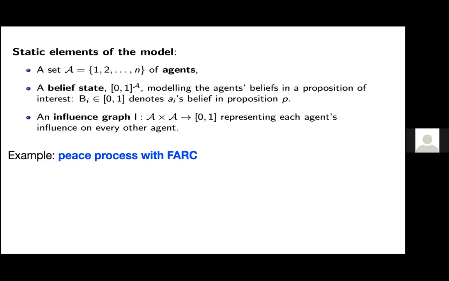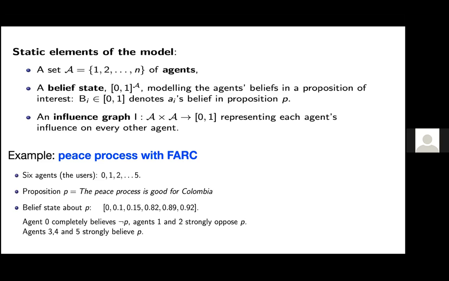Here's an example. So let's take the peace process with FARC. Let's suppose that you have 6 agents, the users 0, 1, 2 to 5, and we have a proposition P of interest, which is: the peace process is good for the country.